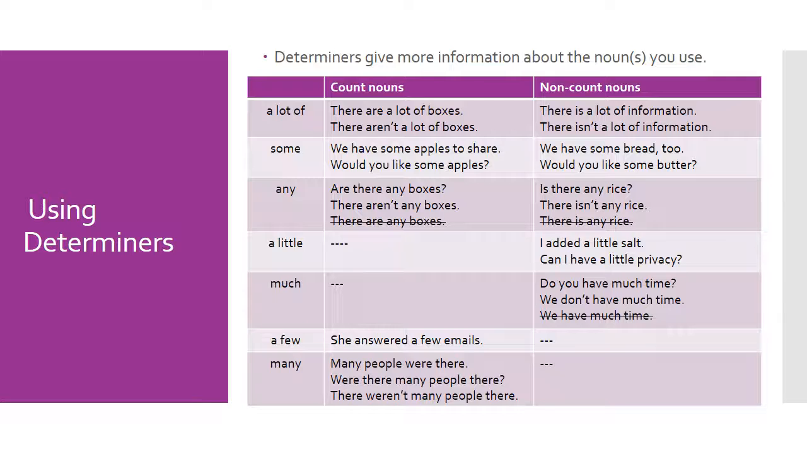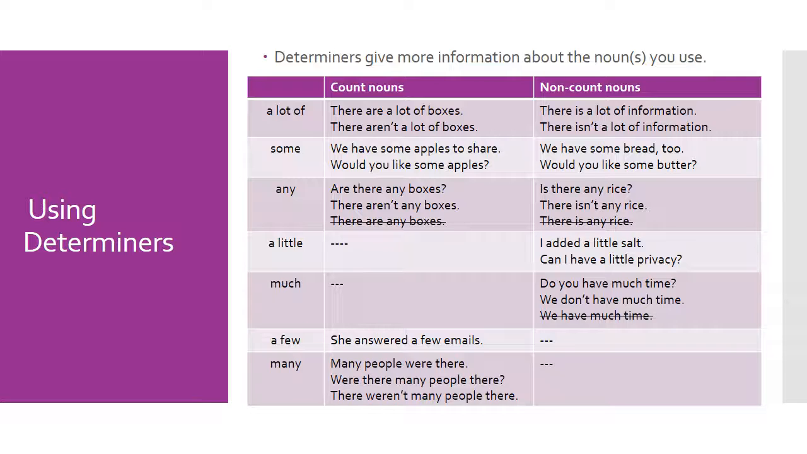Some we can also use with both count and non-count in an affirmative and in a question, but we cannot use it with a negative. There's not some apples. That's not possible. We would use a negative with any. Are there any boxes? We can use it with a question. There aren't any boxes with a negative, but we cannot use this with a statement.